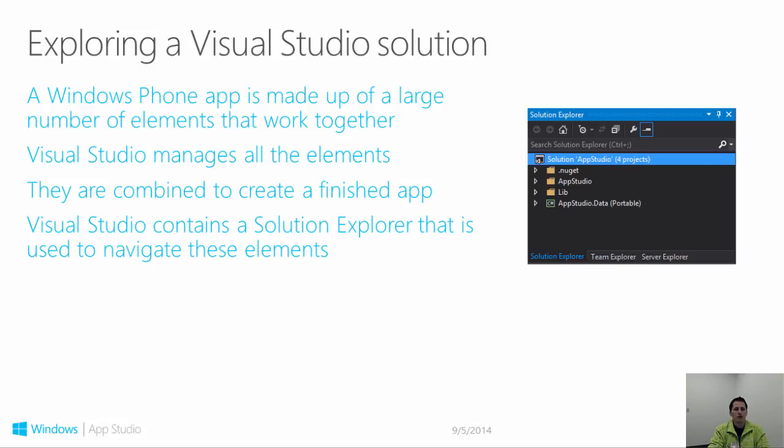In terms of your App Studio app, your solution is called App Studio. It contains a number of different projects needed to build your app. Visual Studio will manage the parts of your solution and combine them into a finished app when it builds. In Visual Studio, you can explore the parts of your solution through the Solution Explorer.